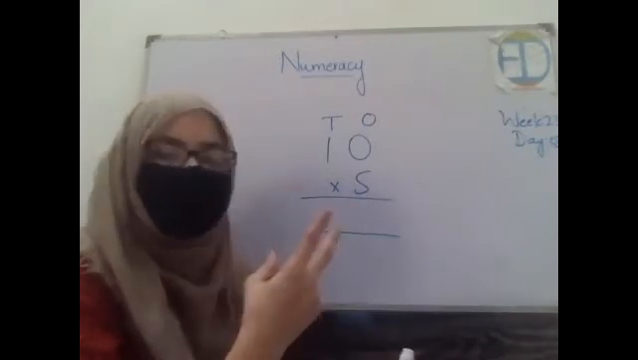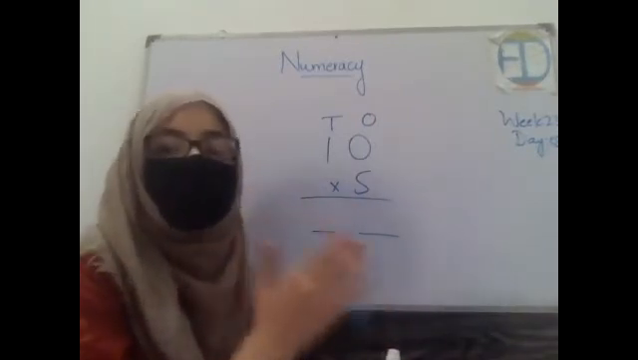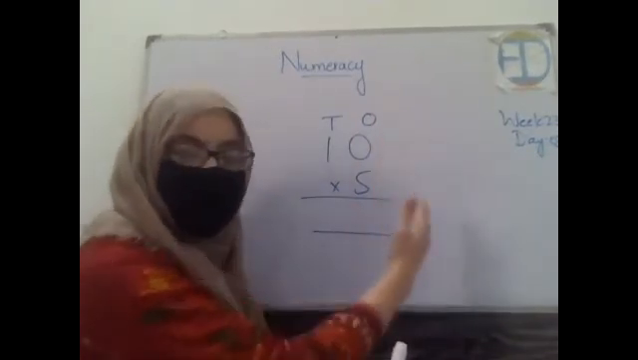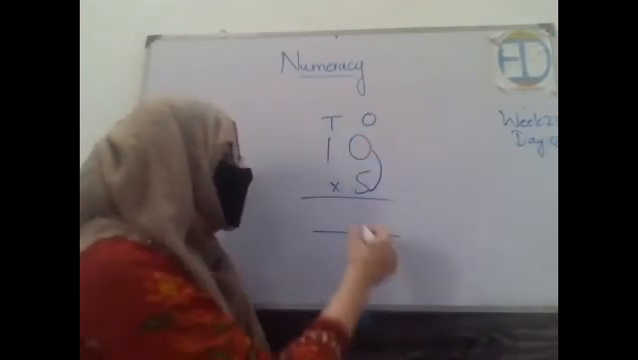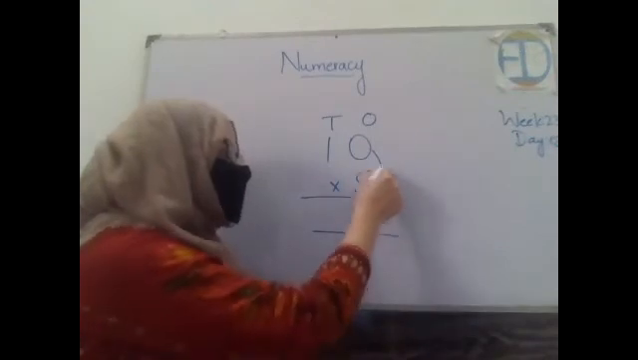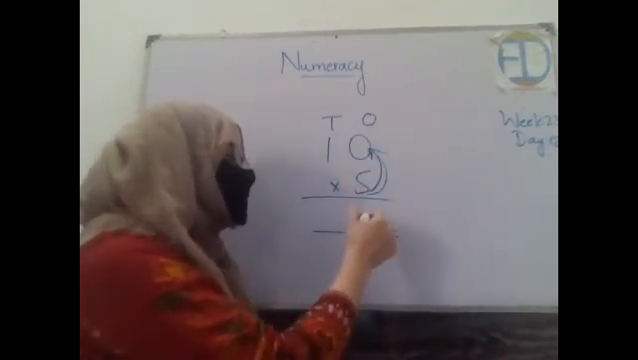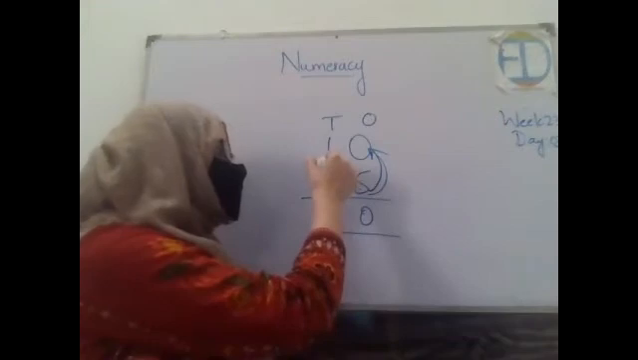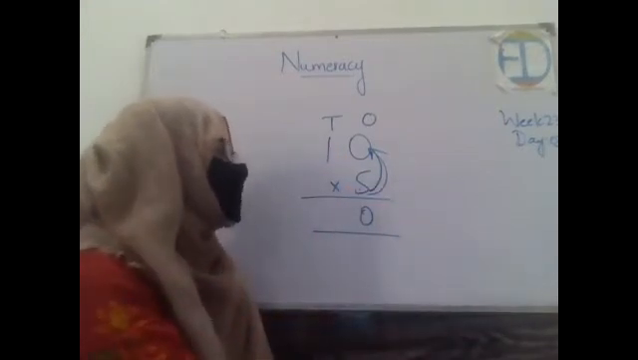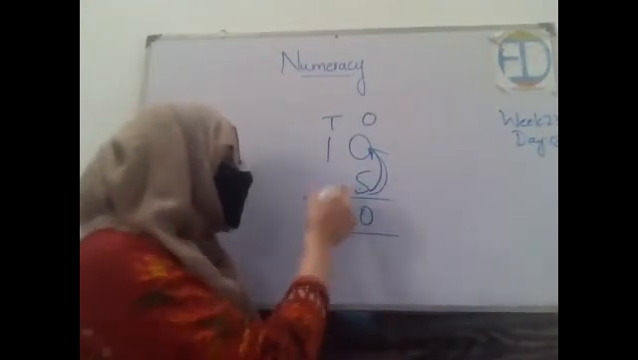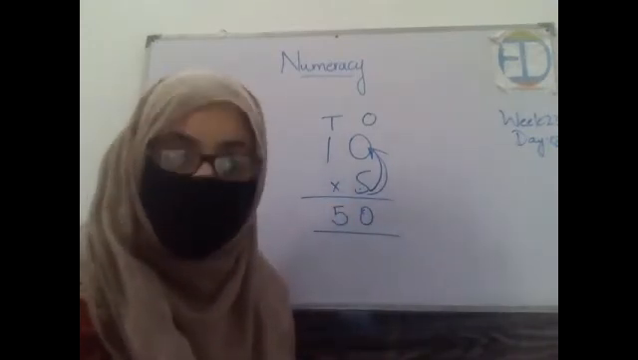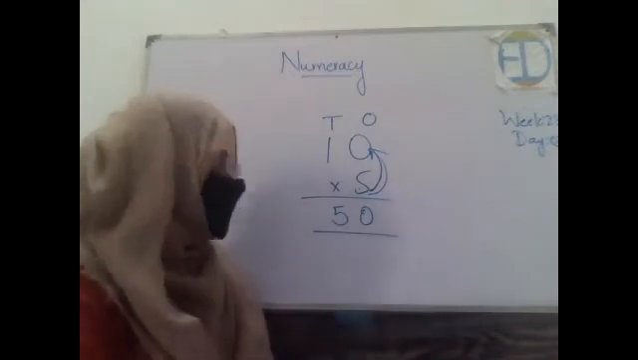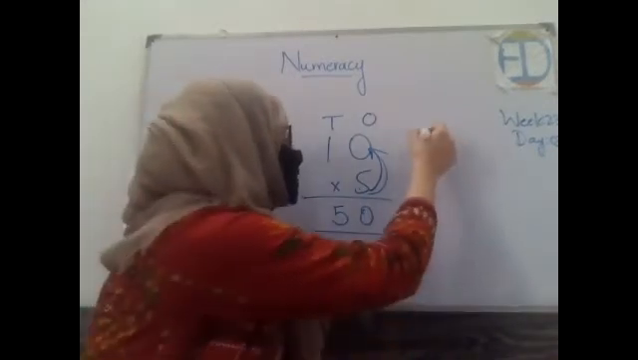Now the second important step is that we always start solving our question from the right-hand side, right? So 5 multiplied by 0 equals 0. And 5 times 1 equals 5. So this means the answer is 50, right? Let's look at the next one.